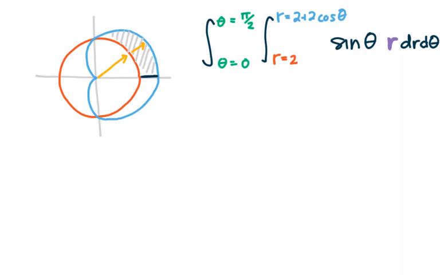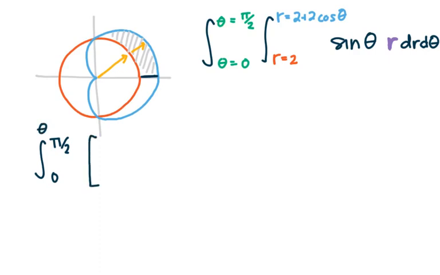So the setup is what we're really focused on here, making sure we understand how to set it up, because the integration shouldn't be too difficult for us at this point. I'm going to work through this. So we've got 0 to pi over 2. Of course, those are theta bounds.